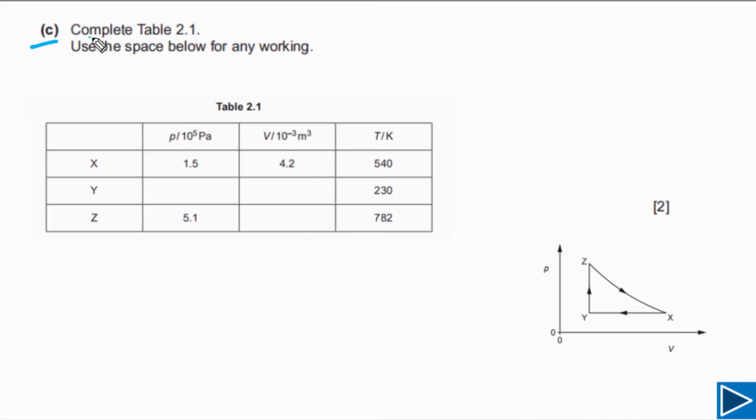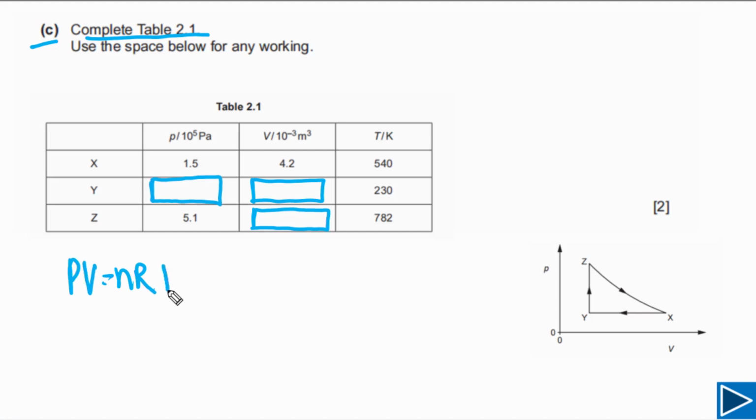For part C, we need to complete table 2.1. Means we have to enter the missing values of P and missing values of V in this table. So these missing values we have to enter. In order to answer this question, we need to understand two things. First thing, we need to understand how to use PV is equal to nRT, this ideal gas equation. And the second one, we need to understand how to read PV diagram. So this is the first thing you need to understand. The second one, you need to understand how to read PV diagram.